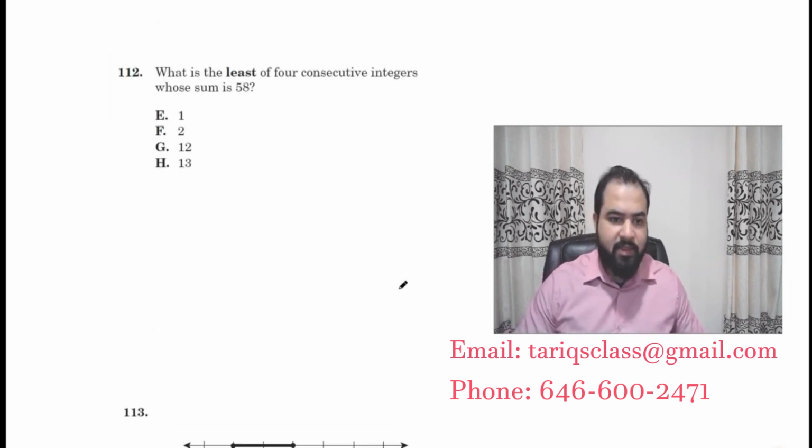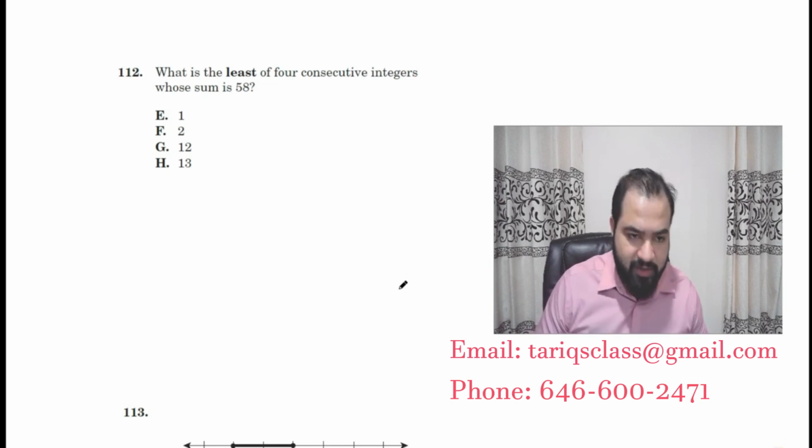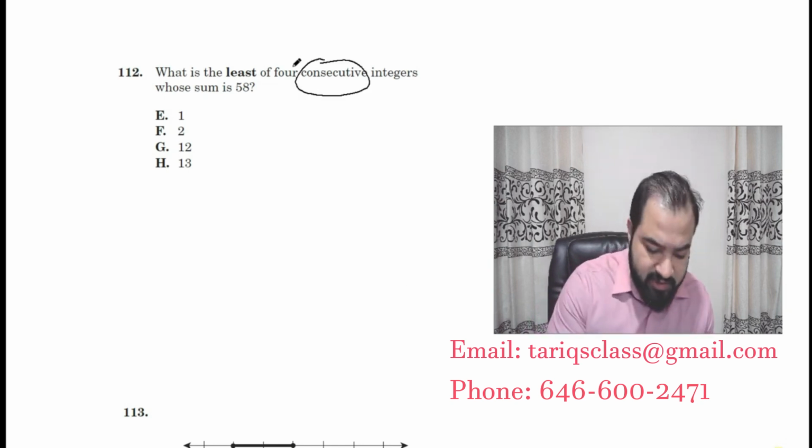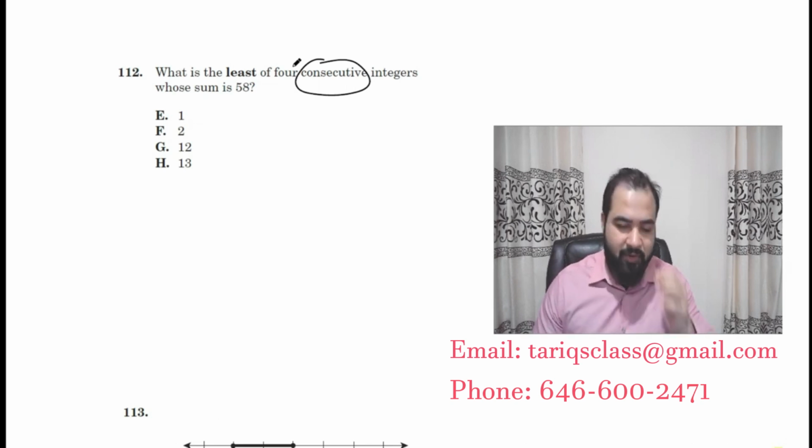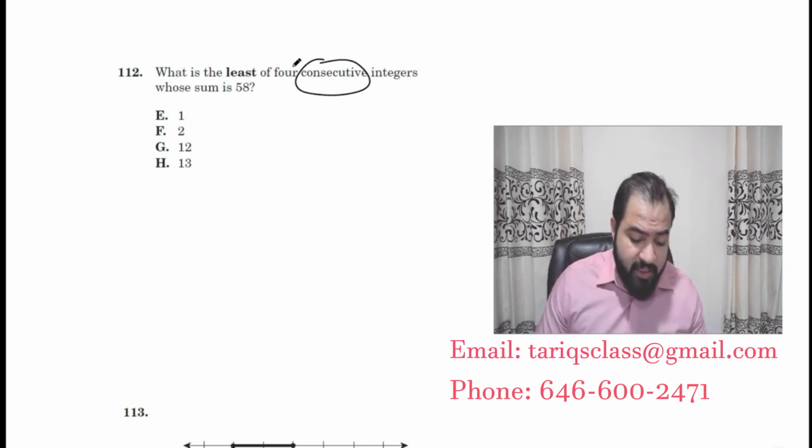What is the least of 4 consecutive integers whose sum is 58? Now what does consecutive integers mean? The integers in order, like 5, 6, 7, 8, or 9, 10, 11, 12. Now what is the least of the 4 consecutive integers? So we don't want to guess and check.